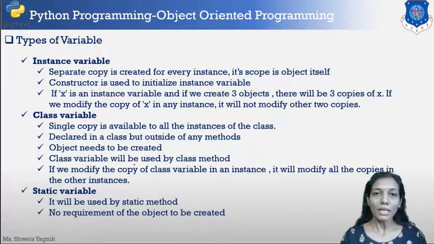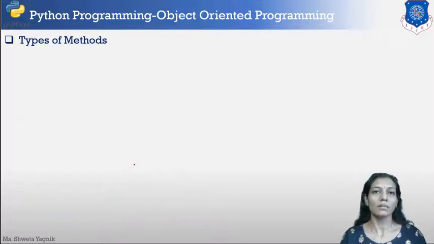Next is the static variable. It will be used by the static method. As I have mentioned, the class variable will be used by a class method and the static variable will be used by a static method. But the difference is that in order to access the static variable, we don't need to create an object of the class. Directly we can use it using the class name. Shortly we are going to see the different methods using which we can use it: the class method and static method.